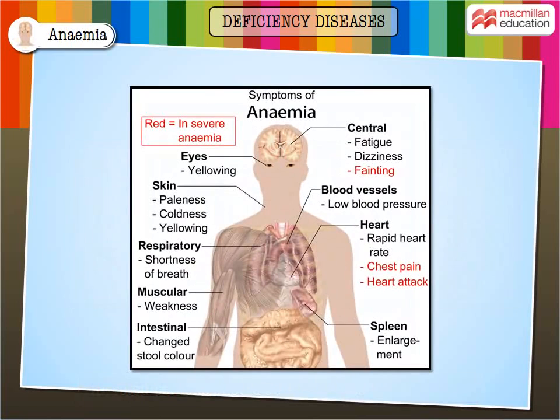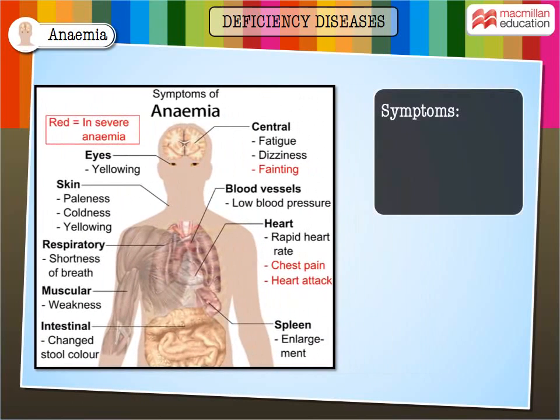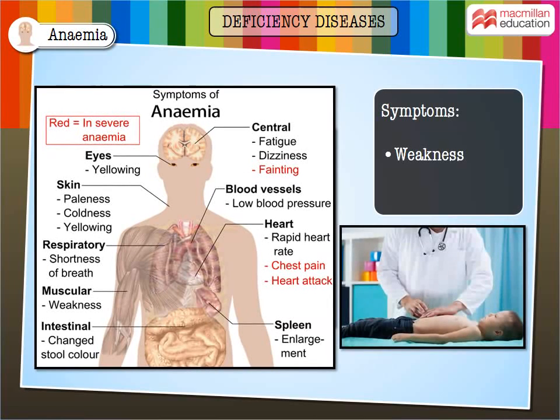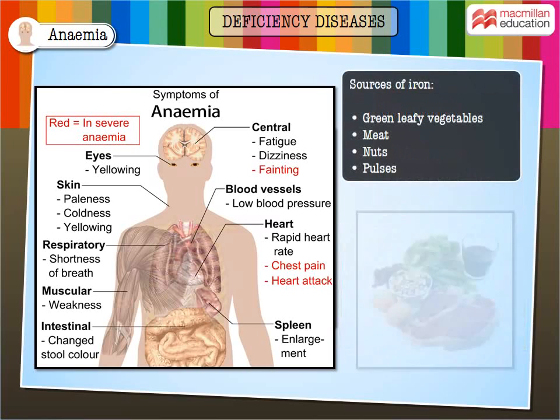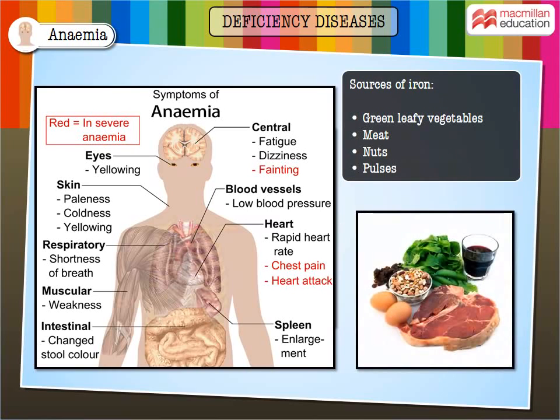Anemia is caused due to the deficiency of iron. An anemic person becomes weak and dull. He or she has pale skin, pale eyes, lips and nail beds become dull and almost white. A lot of green leafy vegetables, meat, nuts, and pulses should be included in the anemic person's diet.